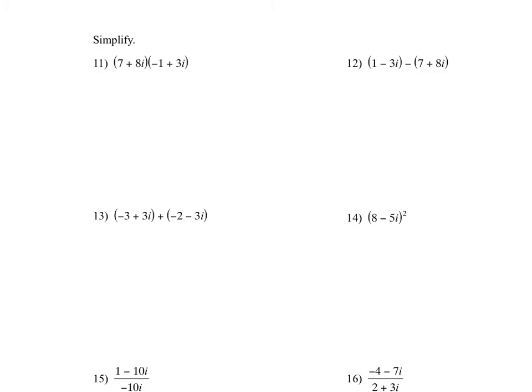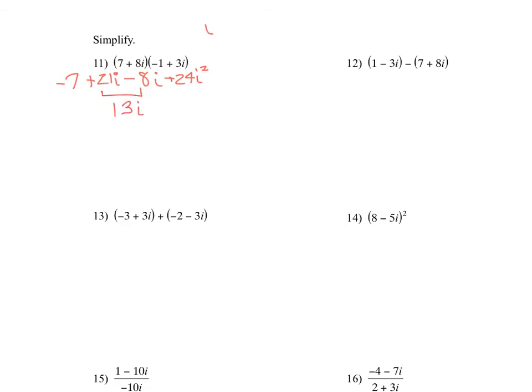So first will give me negative 7. Outside will give me 21i. Inside will give me negative 8i. And last will give me 24i squared. Now, we're going to simplify this as best we can. I see that the 21i and negative 8i are like terms, so I can combine those together. So this will leave me with 13i.